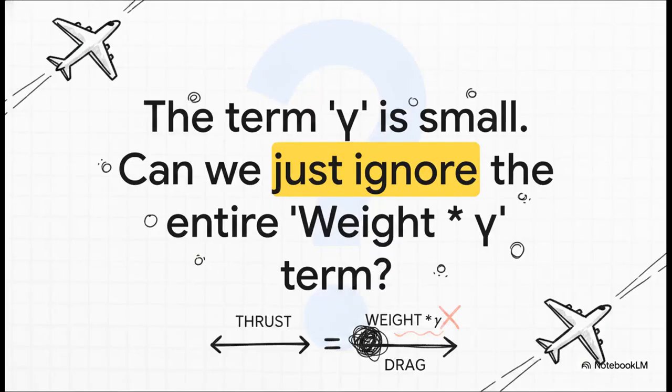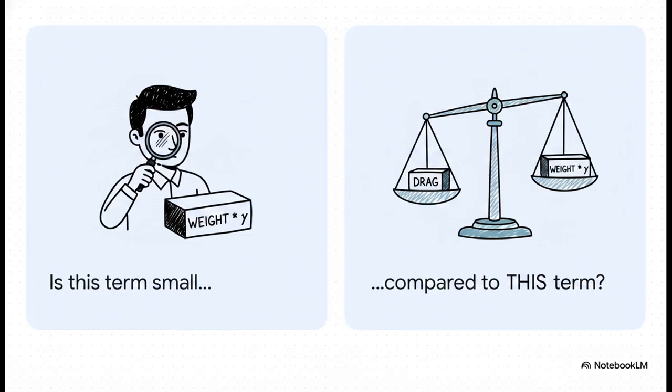And here is the absolutely crucial point of this whole thing. We know gamma is a small number, maybe something like 0.1. So that weight times gamma term is just a fraction of the plane's total weight. It seems small. So isn't it tempting to just ignore it, to simplify this even more and just say thrust equals drag? This is the single most important lesson in linearization.